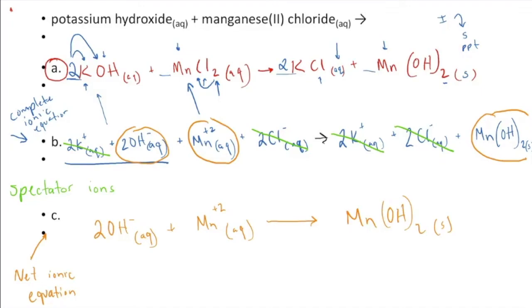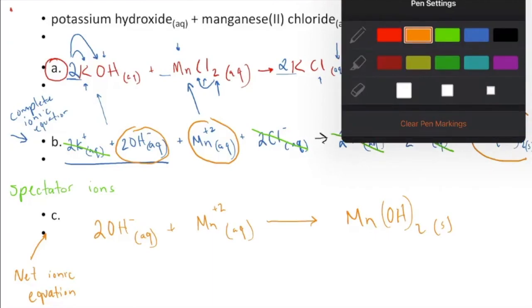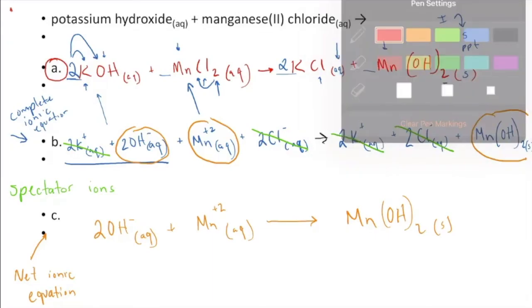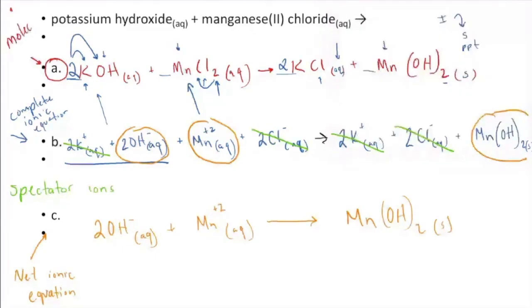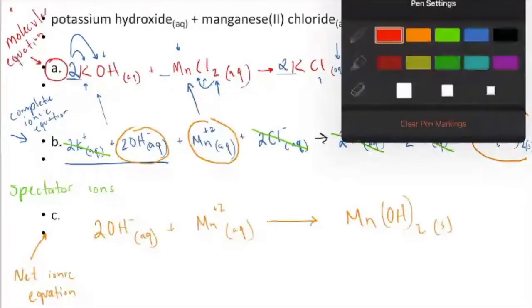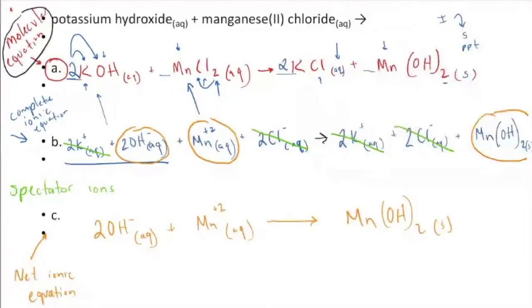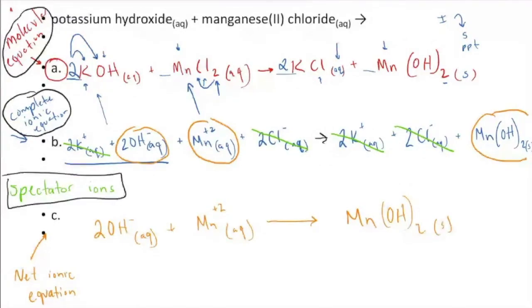The only thing that I didn't mention that I want to mention now is up at the top, this is called the molecular equation. So we have a couple of vocab words. We have molecular equation, we have the complete ionic equation, we have spectator ions, we have net ionic equation, and all of these solids, they're the precipitate.